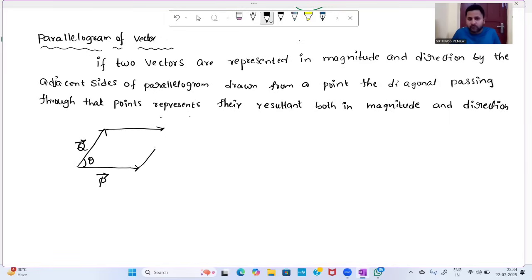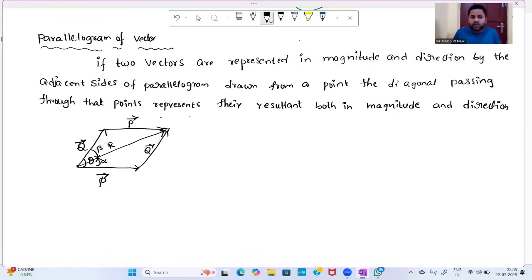Then we can draw this parallelogram. Opposite sides are equal. Then we can write here P vector and this is Q vector. So now as per the definition, the diagonal passes through the point where the P and Q vectors intersect. From that point, we can draw the diagonal. This diagonal represents the resultant vector in magnitude. This resultant vector makes an angle alpha with the P vector, and with the Q vector suppose the angle is beta.